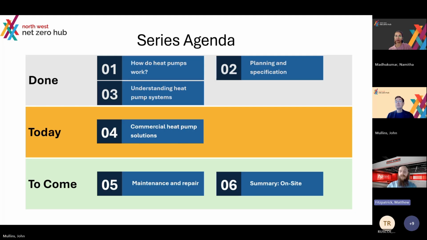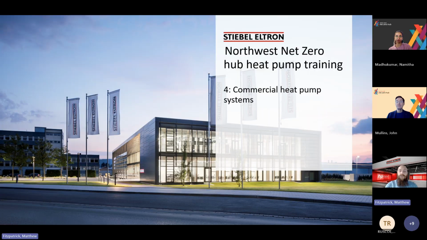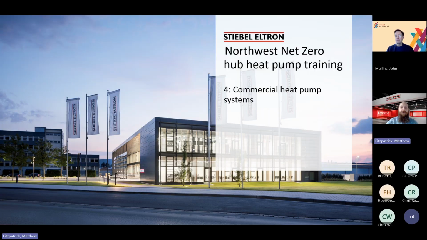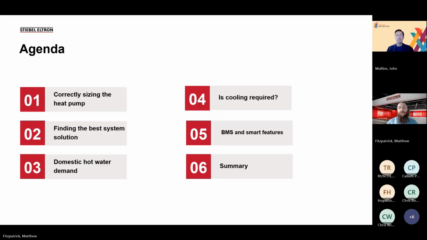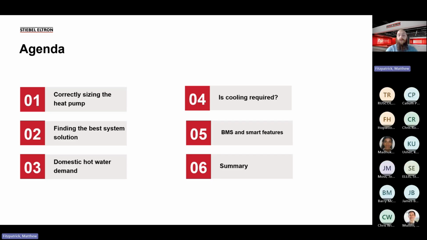So good afternoon. In this session, we're going to look at commercial heat pumps. There are a couple of aspects that we're going to cover. So we're going to look at some tips on correctly sizing the heat pump for commercial systems. We will also look at ways to find the best solution. This is a crucial aspect of any design feature for any heat pump system. Quite an interesting look at domestic hot water demand. Do we need the heat pump to complete domestic hot water cycles, or can we use other products and other solutions in place? Is cooling required?